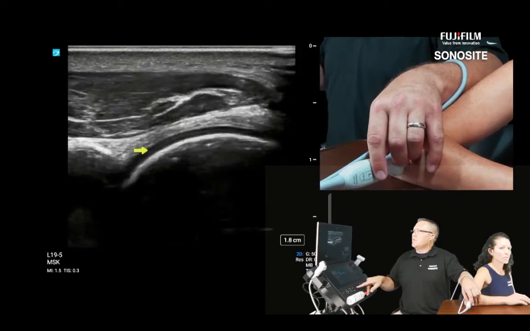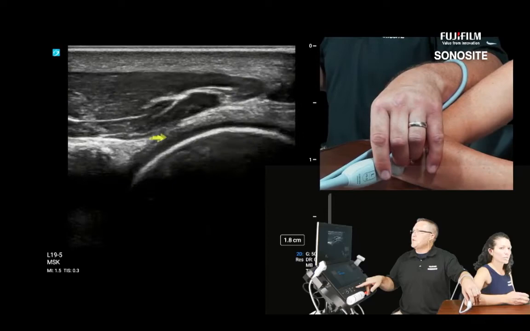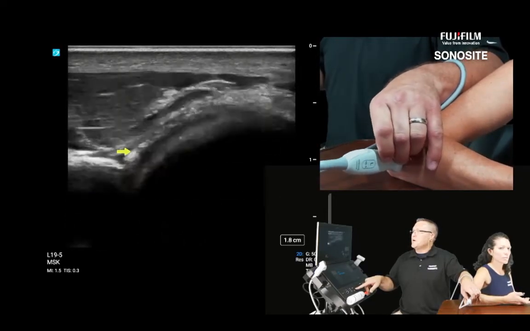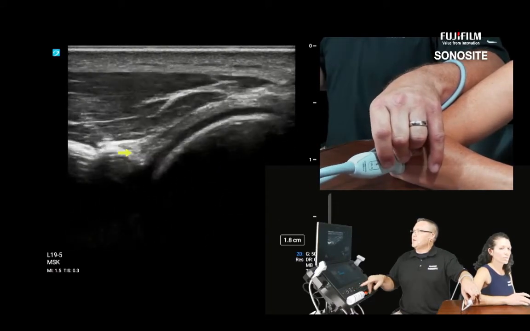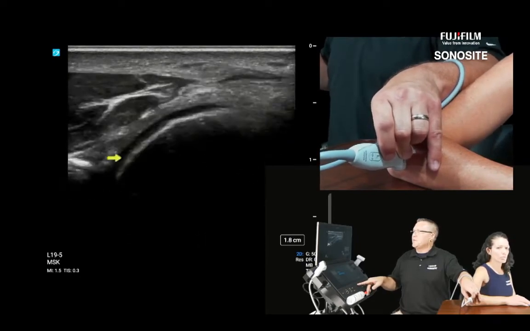So more dynamic exams. We're looking for more popping, clicking, snapping, any injury to this ligament that might have occurred from a fall, for example. This is a great thing when people kind of fall and internally rotate as they're trying to catch themselves, to come back here and check this ligament and its stability.